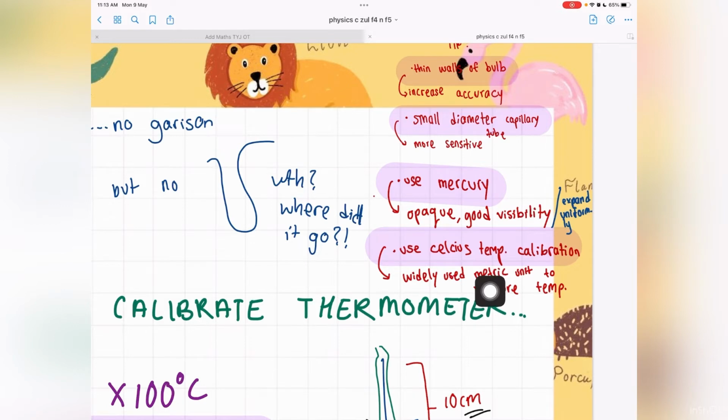Next is to use a Celsius temperature calibration. It's because if you use Celsius, it's a more widely used metric unit to measure temperature.